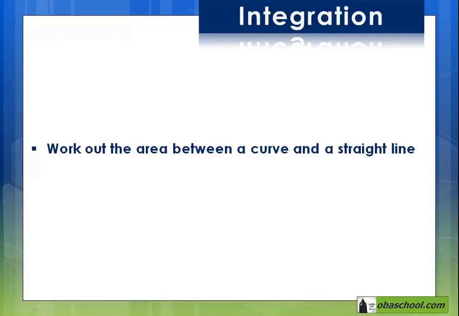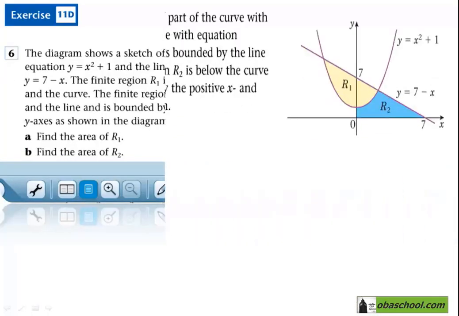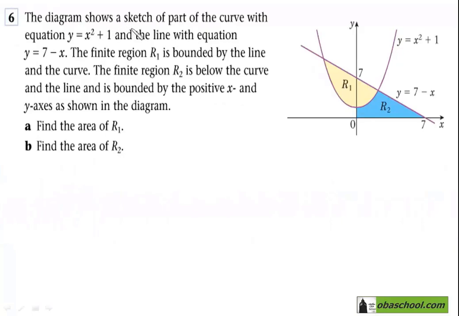Now we will do another application on working out the area between a curve and a straight line. Look at this example. The diagram shows a sketch of part of the curve with equation y equals x squared plus 1. So we have a parabolic curve, and the line with equation y equals 7 minus x. So we have a curve and a straight line.